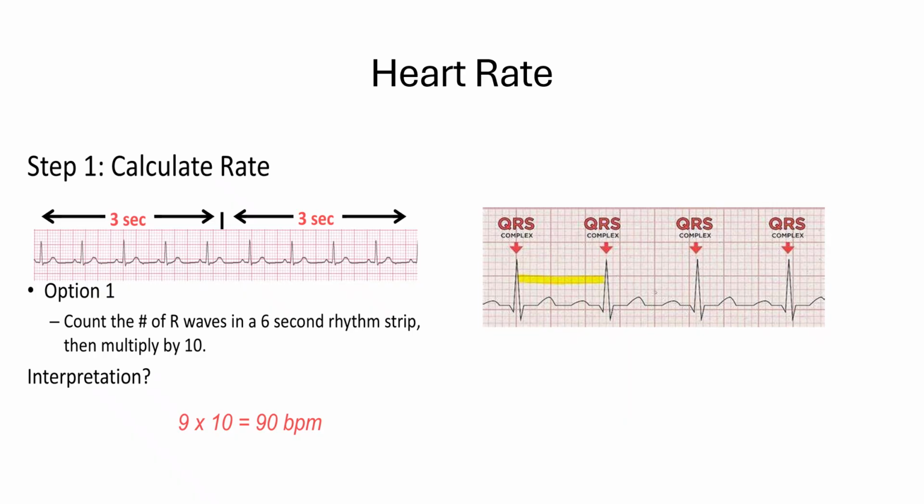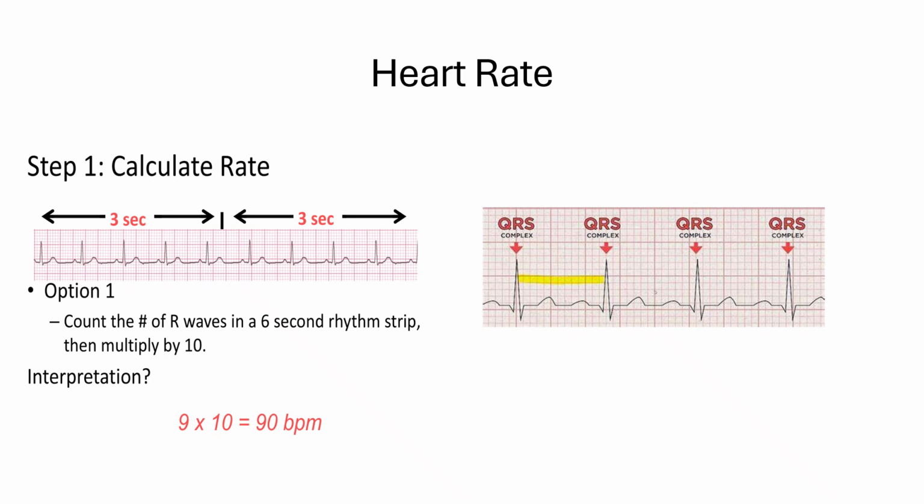I'm going to go with the easier method, and that is to count the number of R waves. Some people like to say, let me count the number of QRS complexes. And when we do this, we know that each EKG strip is going to be a 6-second view. So all we have to do to get the full minute is multiply that by 10.